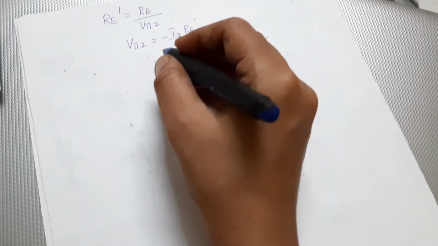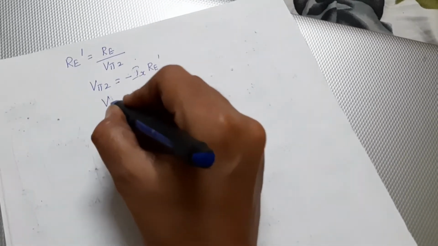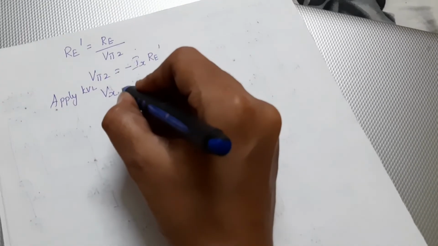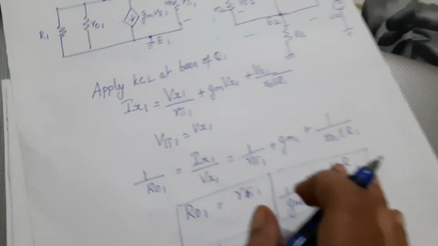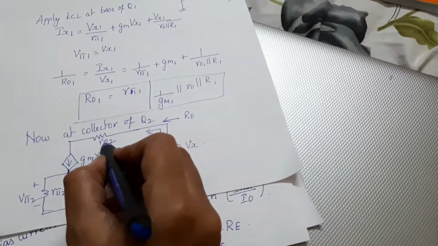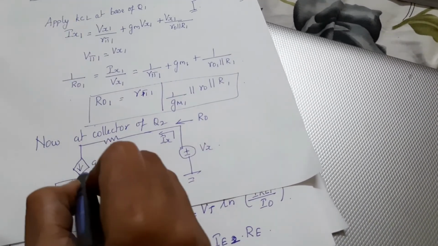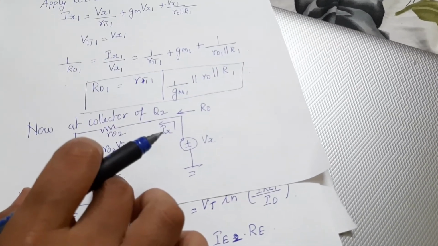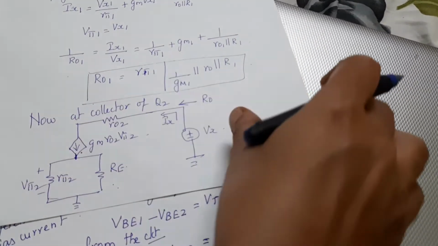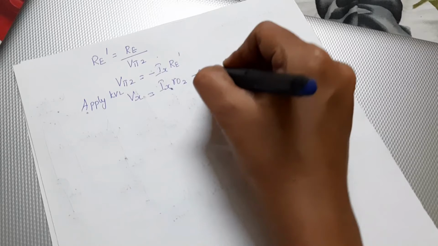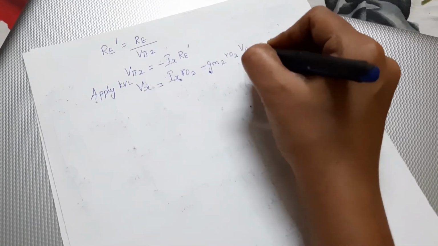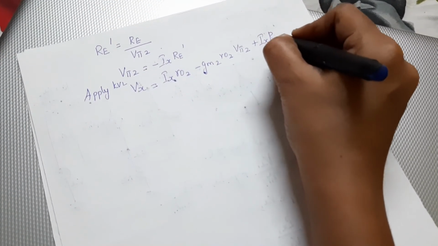So we'll try to write a KVL seeing from the outside. So what is Vx? Apply KVL, Kirchhoff's voltage law. Vx will be equal to, what all the terms will come? We'll have R02, we'll have this gm, and then we'll have these two resistors. Across these two resistors, what is the current flowing? So all three terms will come. So Vx will be equal to Ix into R02 minus gm2 R02 Vπ2 plus Ix into Re dash.